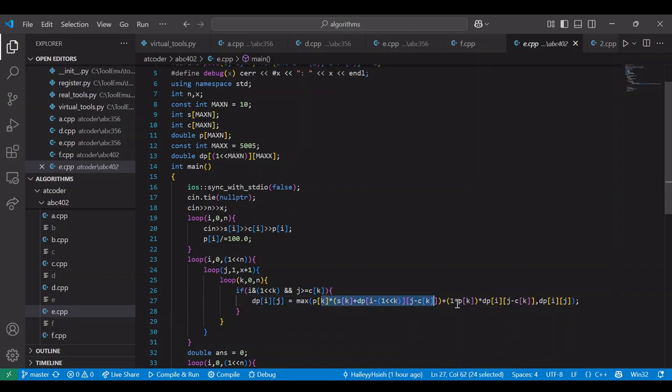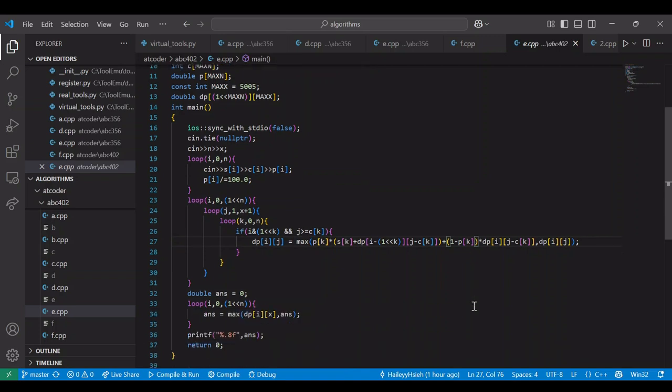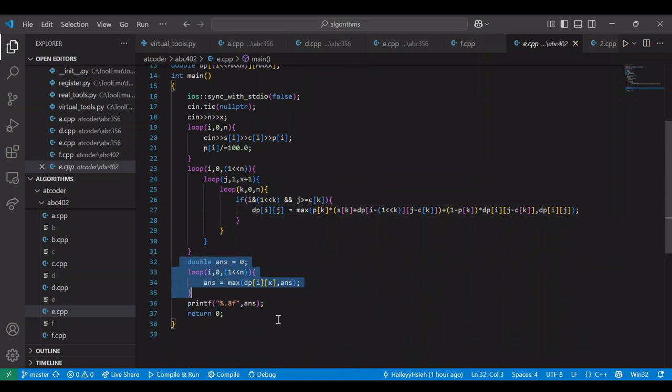And this part is the dp transition that I mentioned previously. So the first part is if we get the current question correct, which occurs with pk probability. And the second part is if we don't get the question correct, which occurs with 1 minus pk probability. And then as for how to calculate the answer, we want to find the maximum of all possible combinations of questions that give the total score. And then we have a maximum amount of money x.